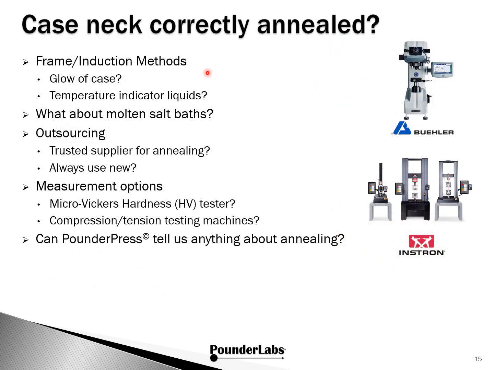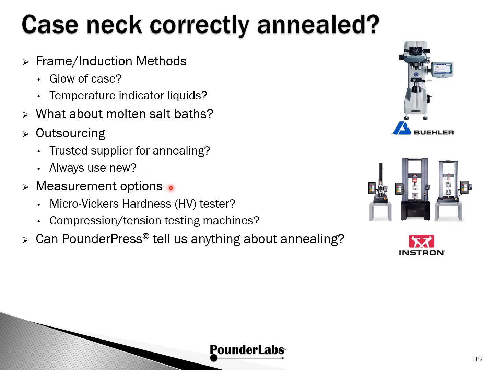As a case study, let's take on a common problem, and that's trying to determine if the case neck has been properly annealed. If you're using flame and induction methods, you might think about looking at the glow of the case, or using temperature indicator liquids. And what about molten salt baths? You're not going to get a glow of the case, nor is it advisable to put organics into molten salt baths. Maybe consider outsourcing, just sending your cases to a trusted supplier and having them do the annealing. And then maybe just using new brass all the time.